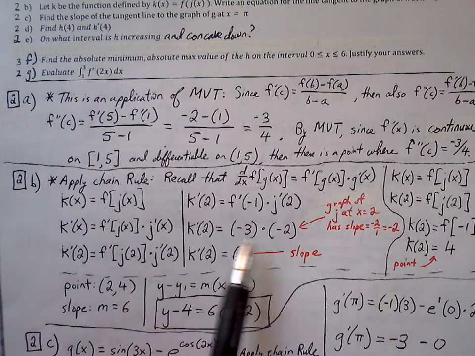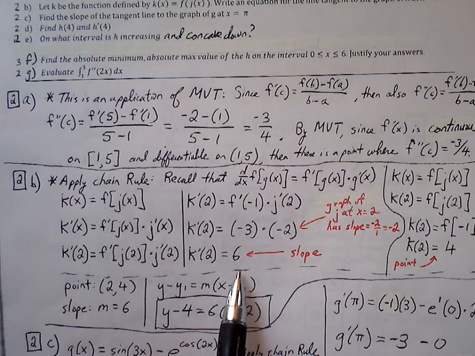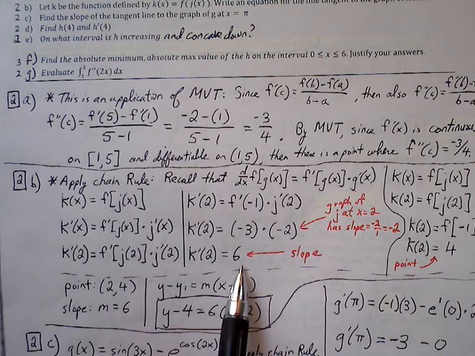So finally, we're down to two numeric values. We can combine those together. Negative 3 times negative 2 is positive 6. So that's our slope. But we still need our ordered pair.